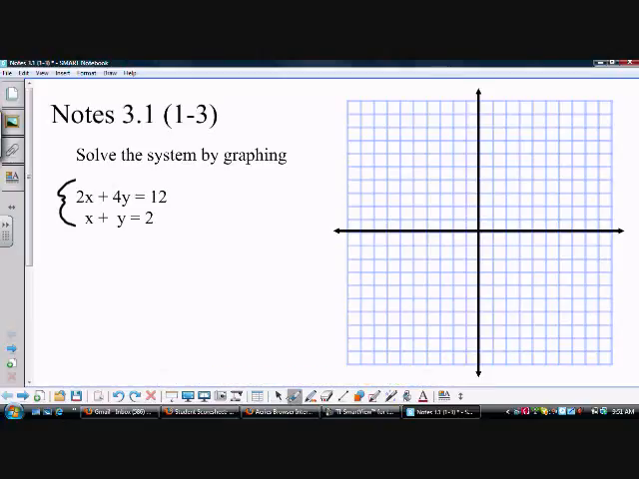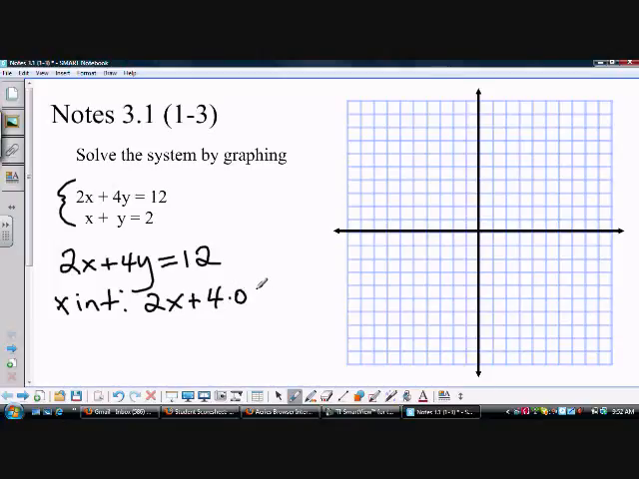So 2x plus 4y equals 12. First, I'll find the x-intercept by making y 0. So I get 2x plus 4 times 0 equals 12. Oh, 4 times 0 is 0. So 2x plus 0 is just 2x equals 12. Divide by 2. The x-intercept is 6. That is the point 6 comma 0.